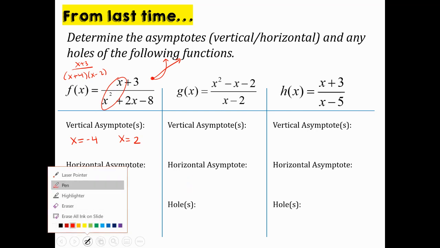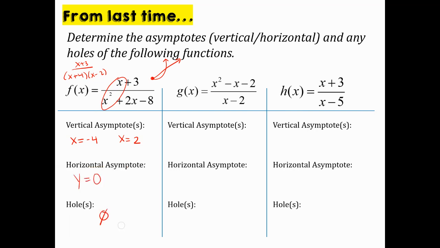If we look at this next one, I'm going to start it off the same way. For g of x, I'm going to factor the numerator. What is that? x minus 2, x plus 1, divided by x minus 2. And oh my goodness, this cancels, right? And I get x plus 1. And this is wild, right?